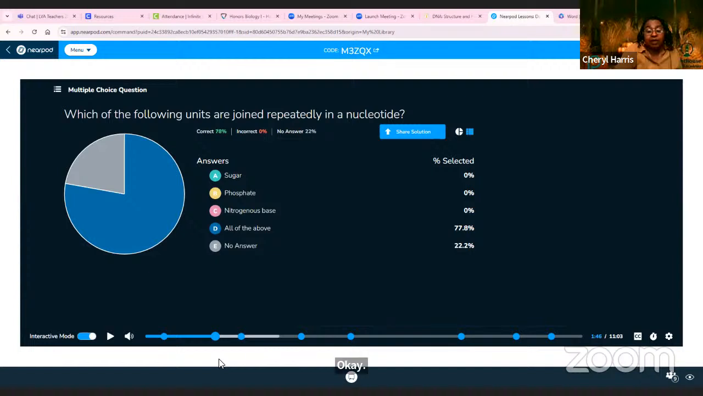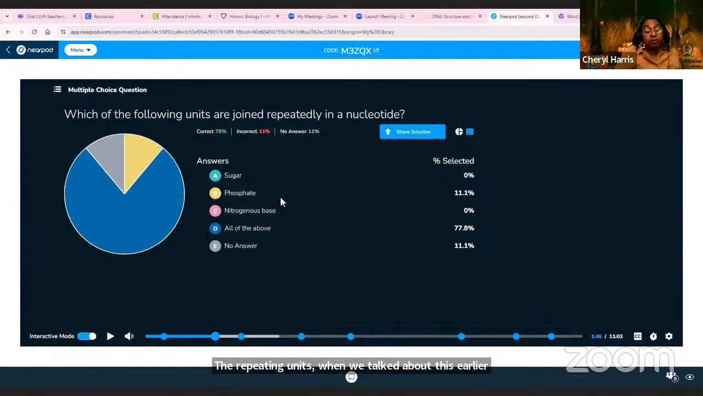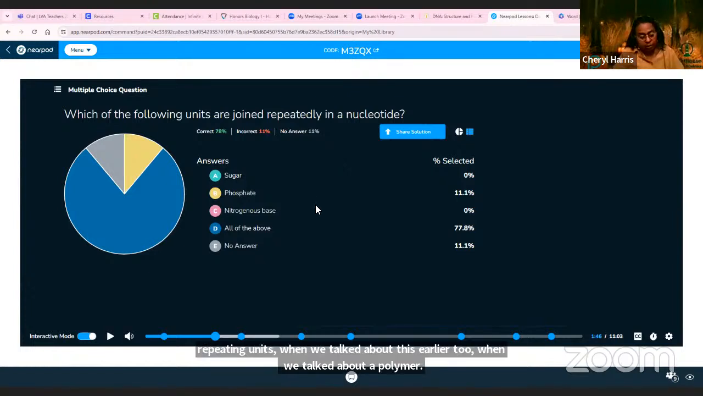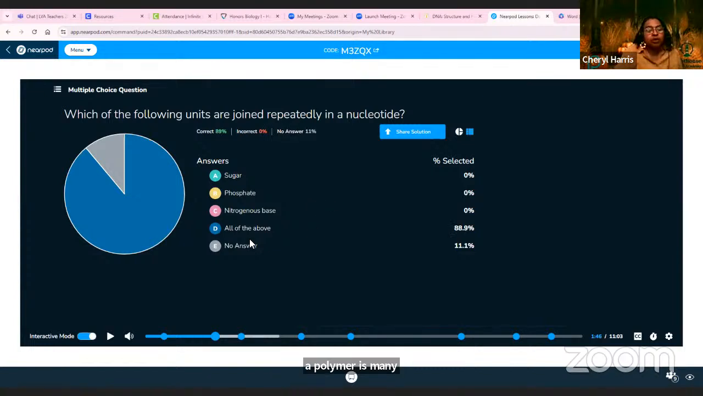All right, somebody's not answering. When it tells me no answer, that means somebody didn't answer. But yes, the repeating units, when we talked about this earlier, when we talked about a polymer, poly is many units. The mer is the basic structure. We had monomers and polymers. And in the DNA molecule, the nucleotide unit is made up of a nitrogen base, a phosphate unit, and a sugar unit, repeated and connected. Remember, it tells me who doesn't answer and who does.